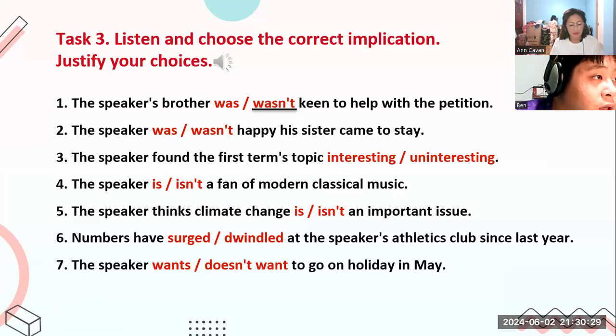Speaker 3: We spent the whole of the first term studying population growth and its effect on the environment. And for the rest of the year, we covered some other pretty interesting topics too.